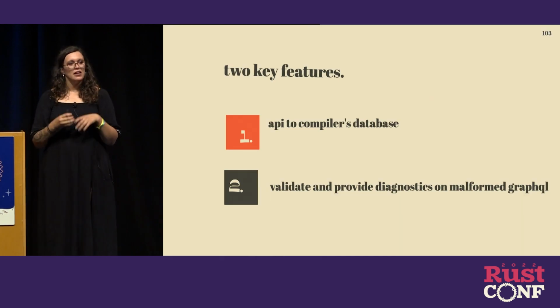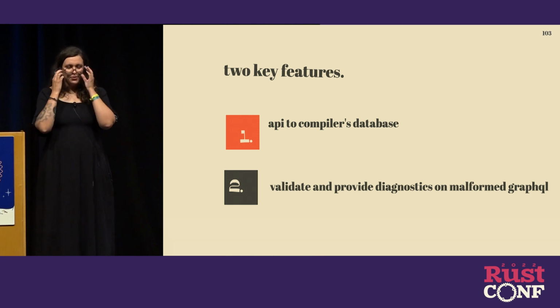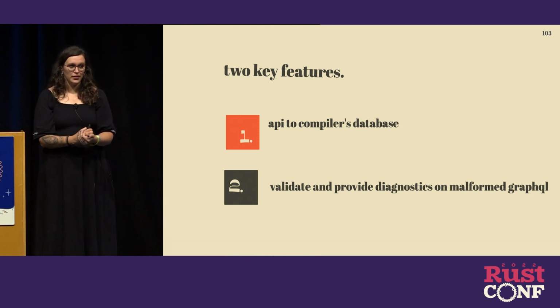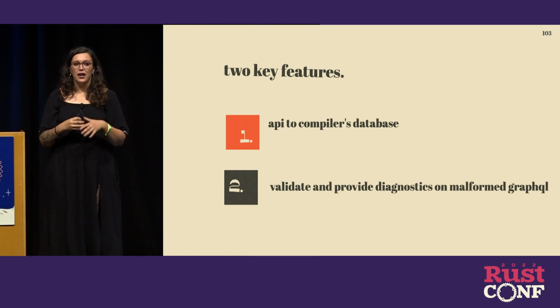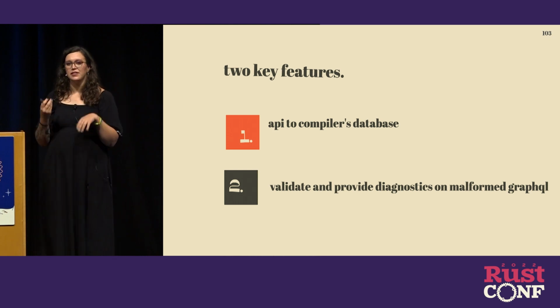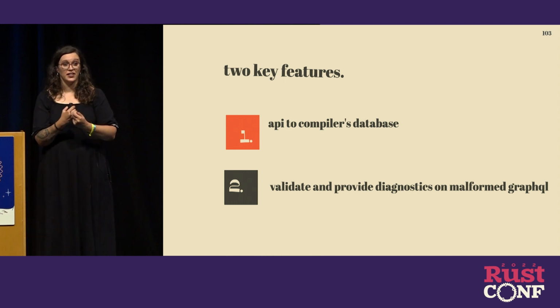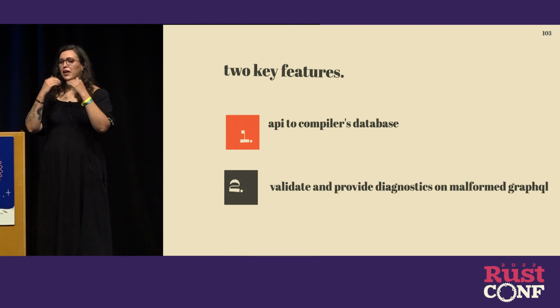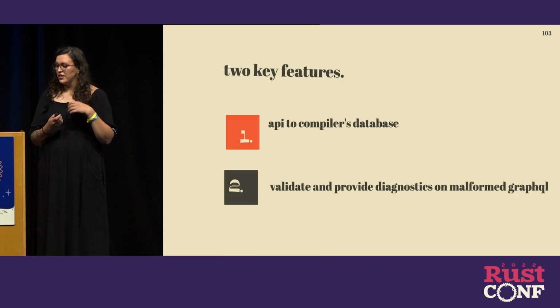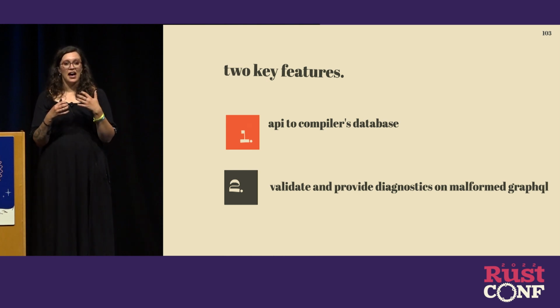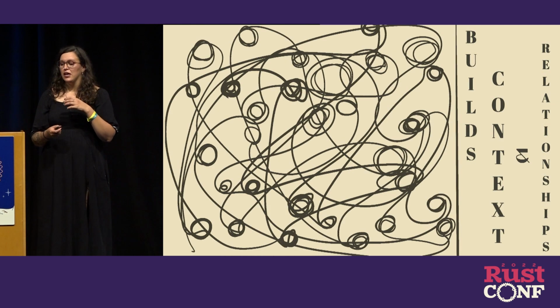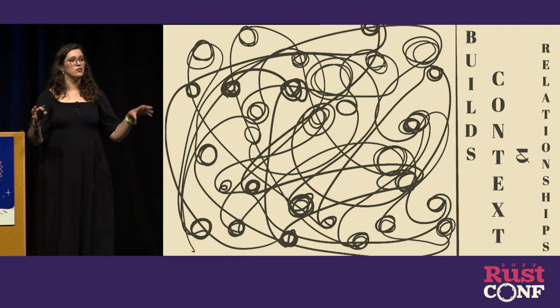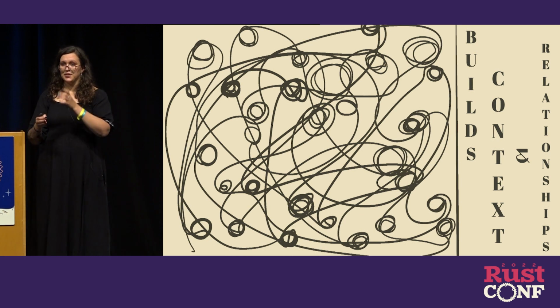All right, so we've talked about this before, but let's brush up on it again. The two features of Apollo compiler are having an API to the compiler's database, and the ability to validate and provide good diagnostics in malformed code, or malformed GraphQL in our example. To be able to do number 2, we need to do number 1 first. We need to have that database and the relationships established. So the one thing the compiler does is, given your GraphQL, it builds up the context and builds out the relationships between various types.